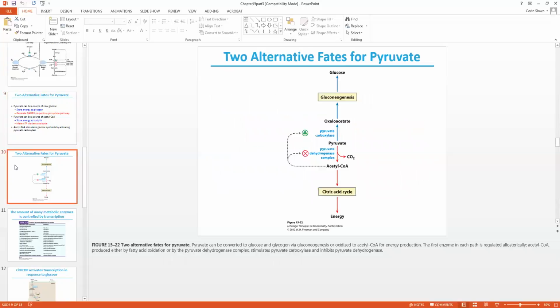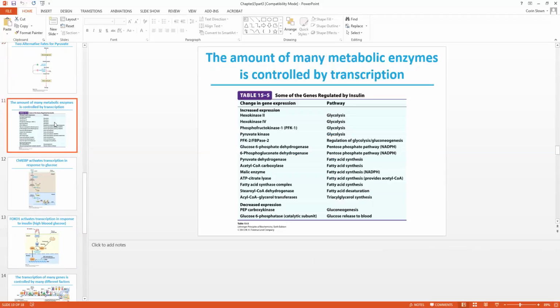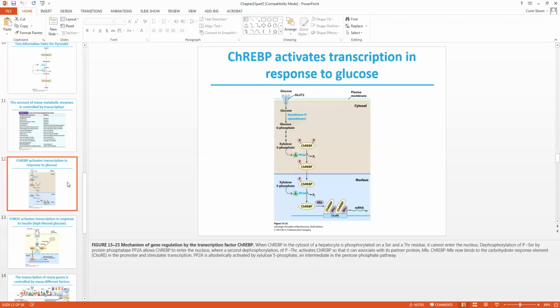If I'm looking at the alternative fates for pyruvate, I can convert it to glucose and glycogen via gluconeogenesis, or oxidize it to acetyl-CoA for energy production. The first enzyme in each pathway is regulated allosterically. Acetyl-CoA is produced either by fatty acid oxidation or by the pyruvate dehydrogenase complex, which stimulates pyruvate carboxylase and inhibits pyruvate dehydrogenase. So the amount of most of these metabolic enzymes is going to be controlled by transcription, and you can actually see the gene role here.